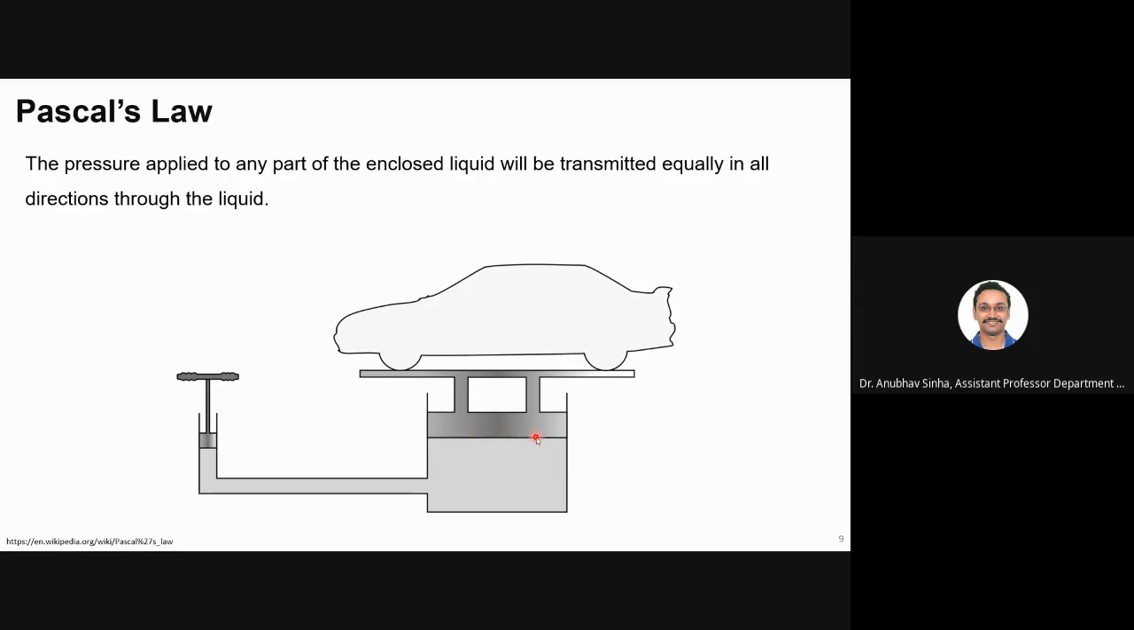You have seen this chart. What pressure is applied here, let me draw it. The pressure at this piston will be equal to the pressure at this piston. Now because we have different areas, the force will be different. F1 will be much smaller than F2. Why? Because for F2, the area is very large. So this is a direct result from Pascal's law.